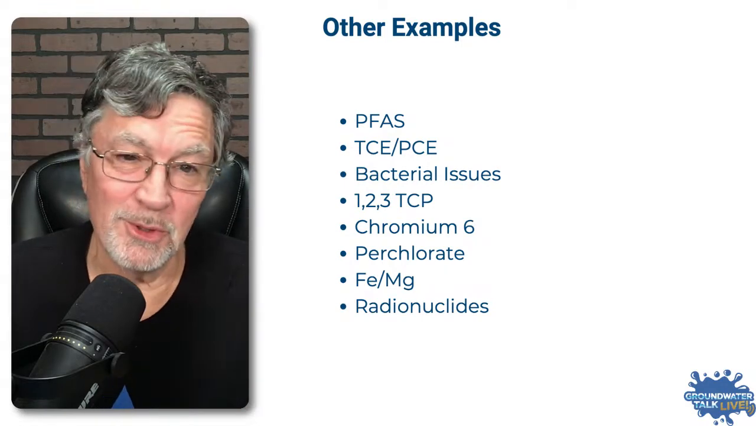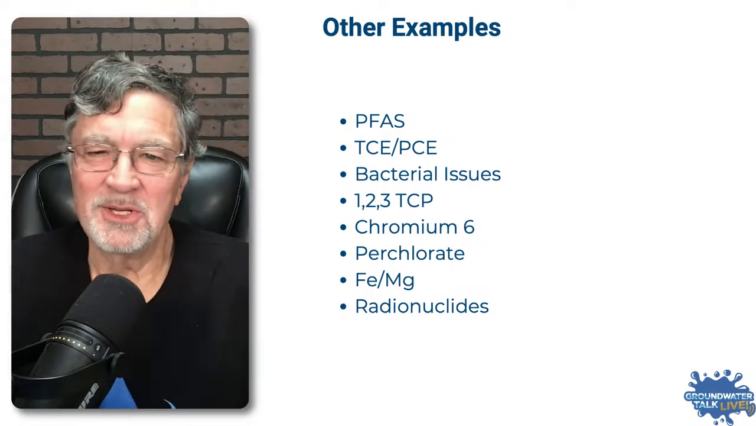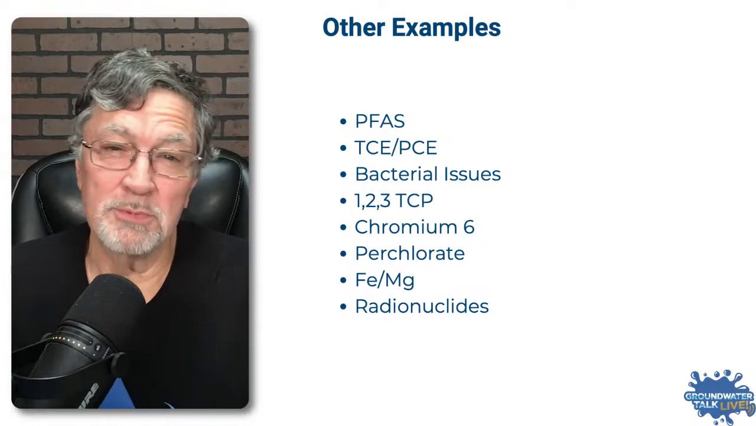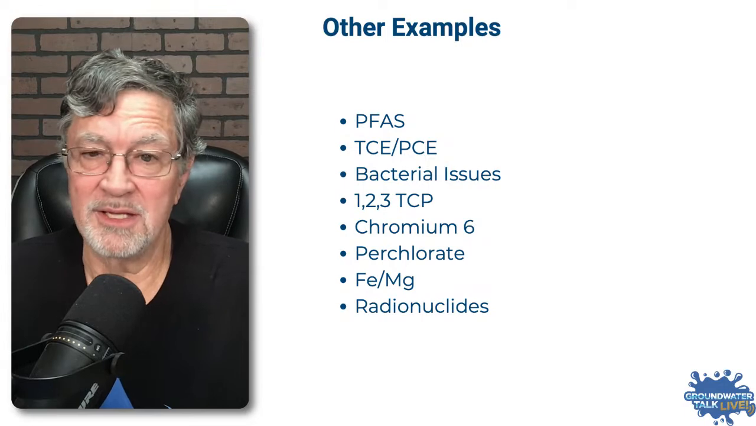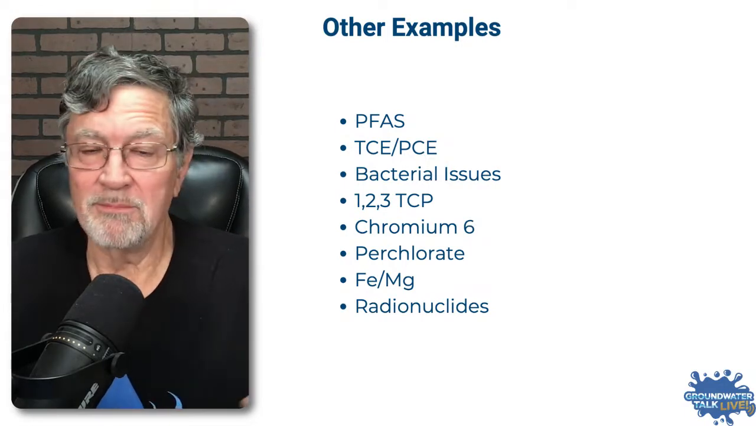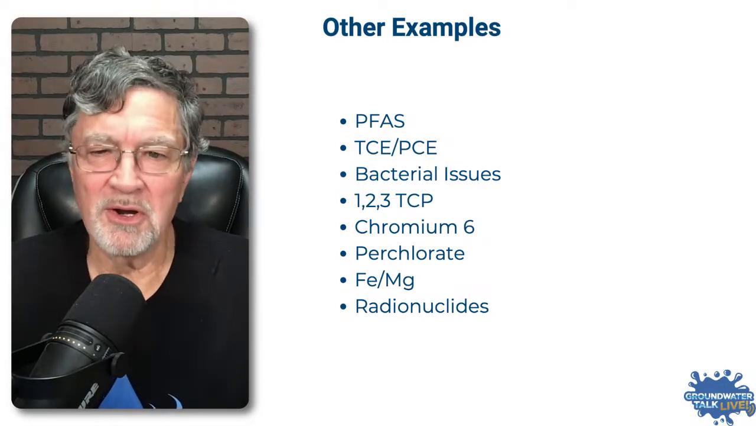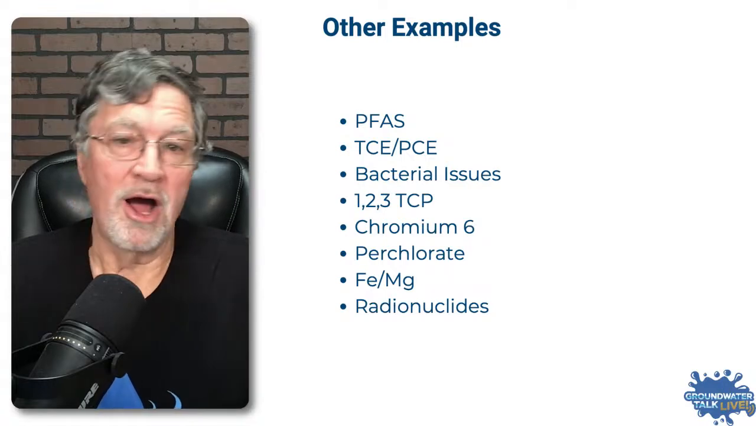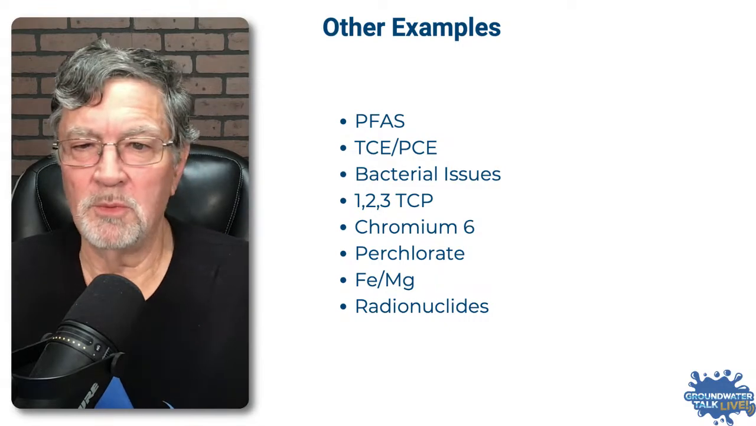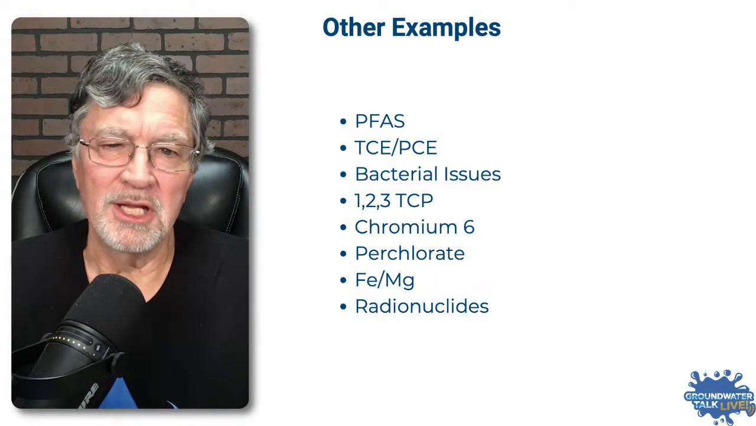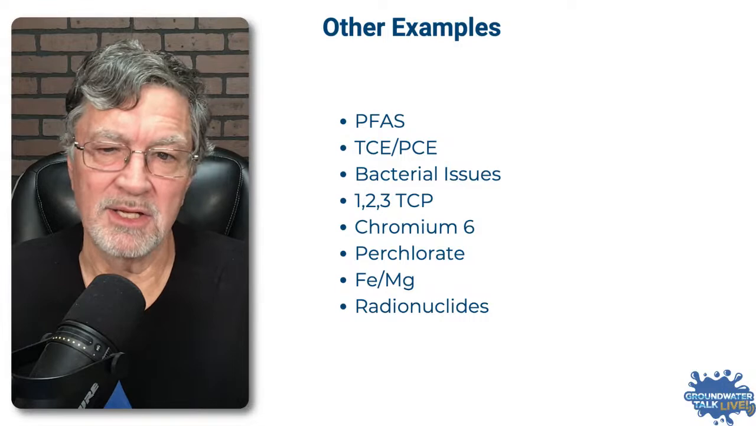Perchlorate, jet fuel, rocket fuel, can be both anthropogenic and naturally occurring as well. It can show up in fertilizers, as a matter of fact, especially fertilizers imported from Chile in South America, which are high in perchlorates, and that can get in the groundwater. A really common one that's generally going to be naturally occurring is iron and manganese.